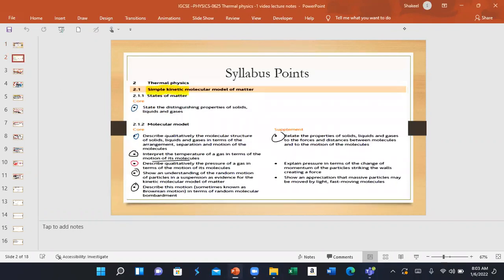Well, about the syllabus content, we have to look at how many states of matter there are. We have to distinguish between the properties of the states of matter like solid, liquid, and gas. We have to look at the molecular model, the molecular structure, movement, and separation. Then we have to look at kinetic molecular theory, and then Brownian motion, which is the evidence for kinetic molecular theory. And we'll do some analysis of gas pressure, that is, how gas particles exert pressure.